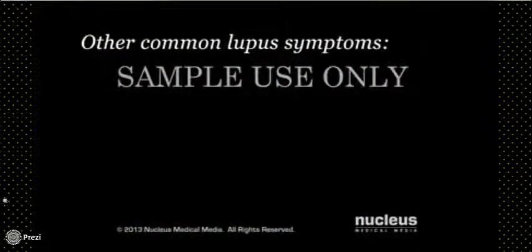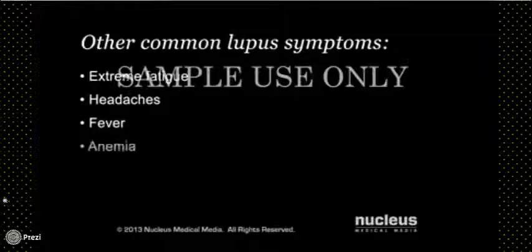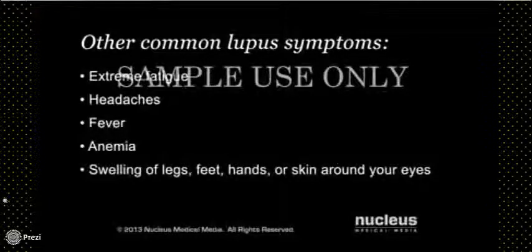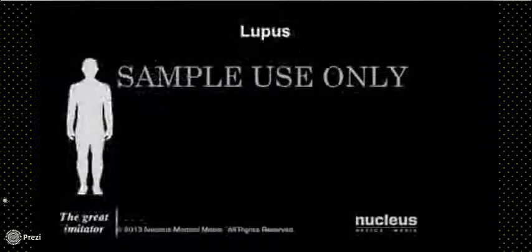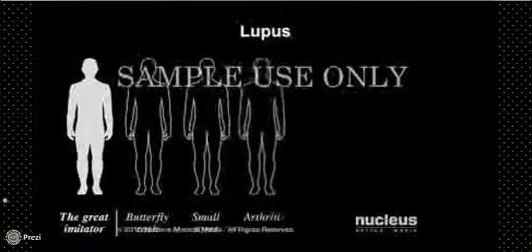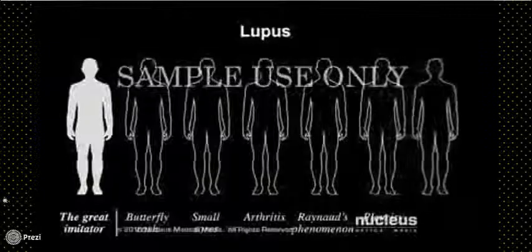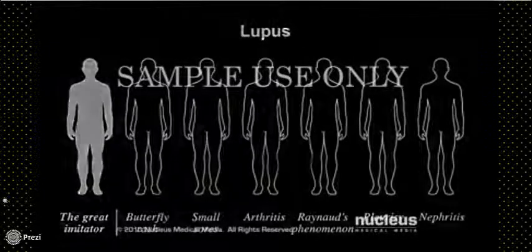Other common symptoms of lupus include extreme fatigue, headaches, fever, a reduced number of red blood cells in your blood called anemia, swelling of your legs, feet, hands, or skin around your eyes, muscle pain and weakness, and hair loss. Lupus is sometimes called the great imitator because its many symptoms are found in other health problems. There is no cure for lupus.